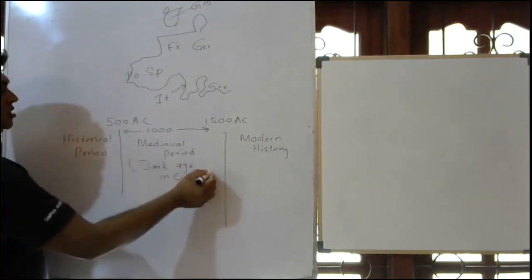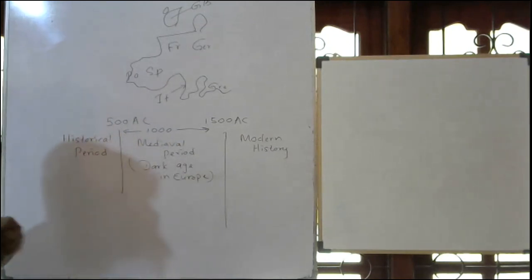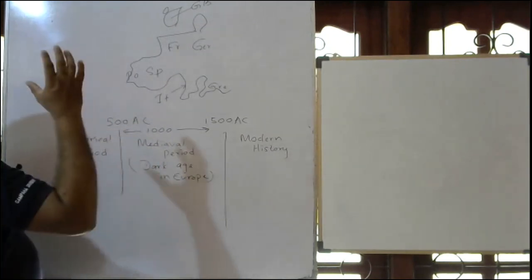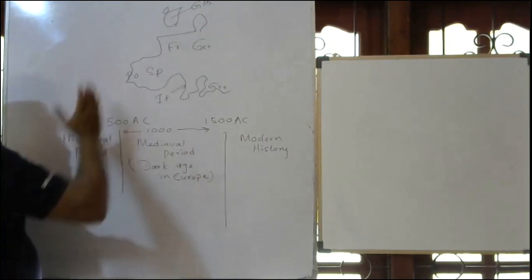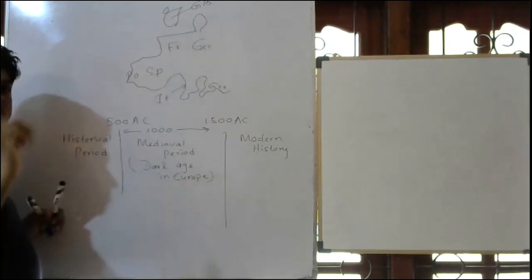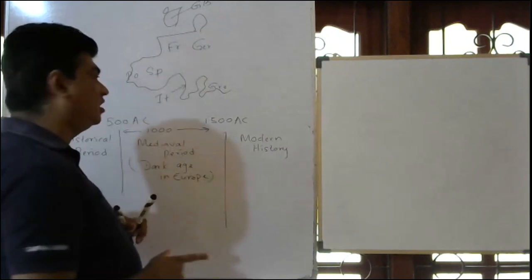So what is this dark age in Europe? Now I'm going to explain what happened here. Before 500 AC, in Europe, there were two great civilizations. What are the two great civilizations?